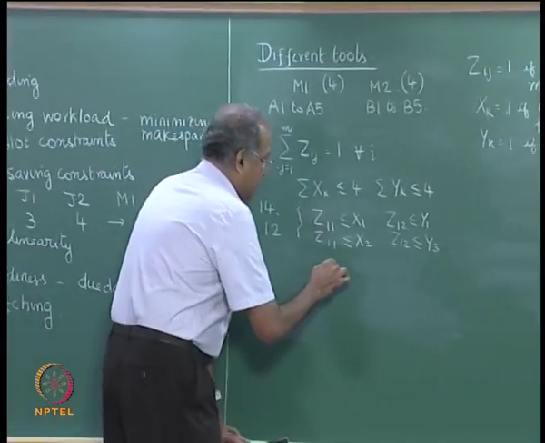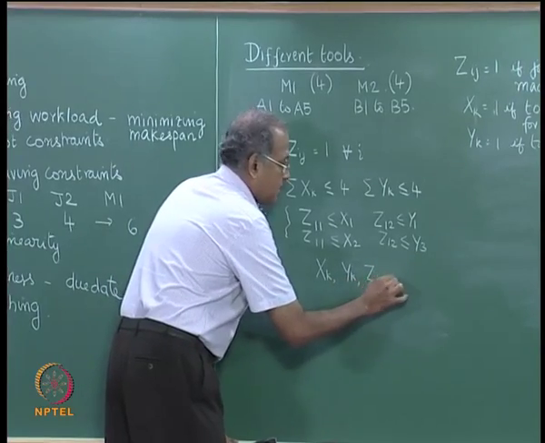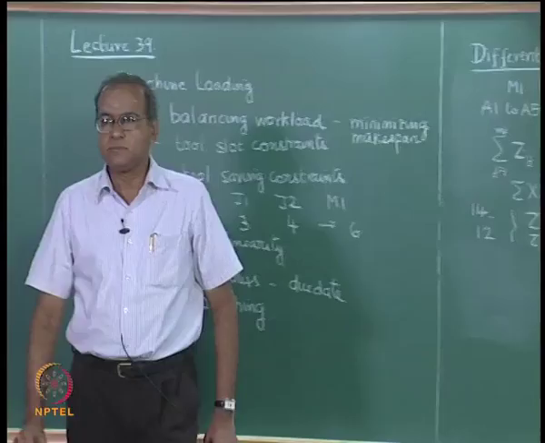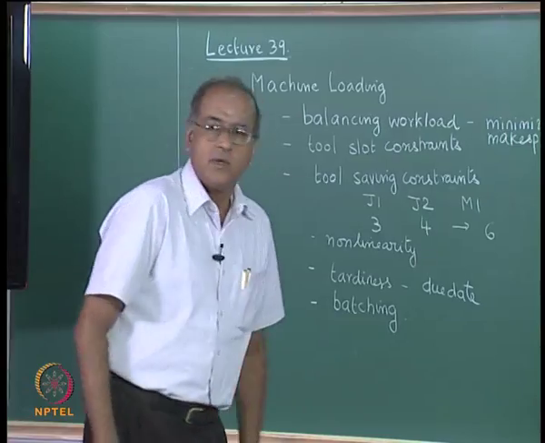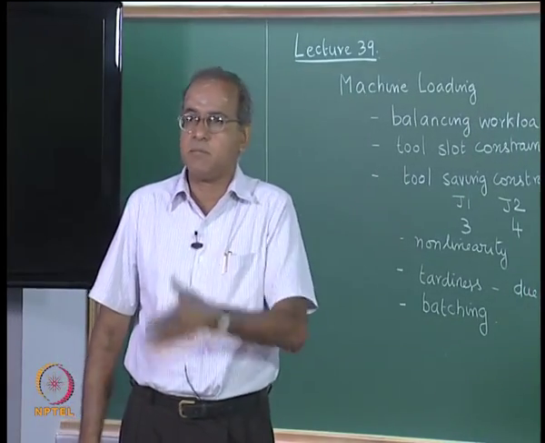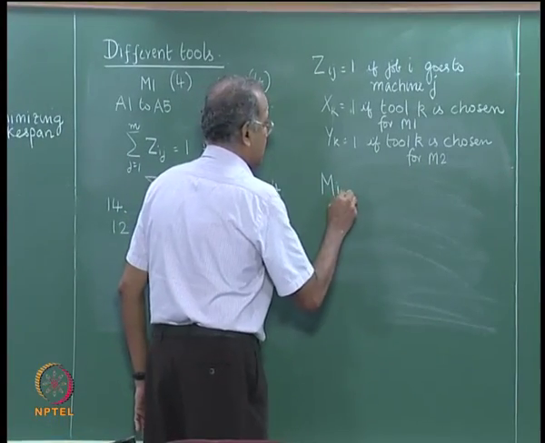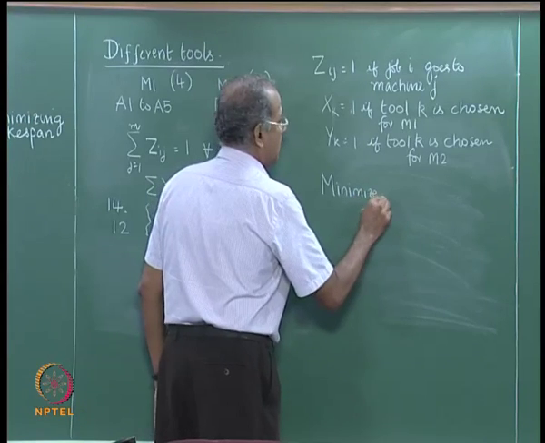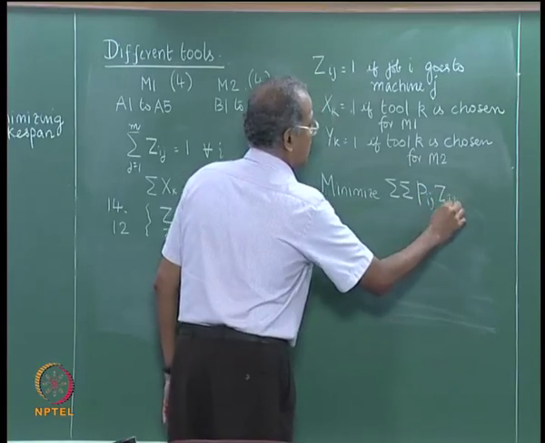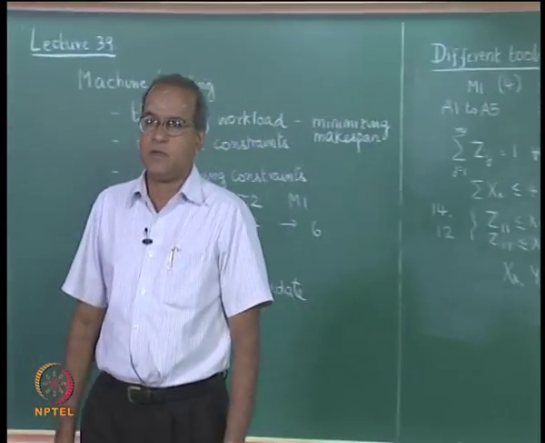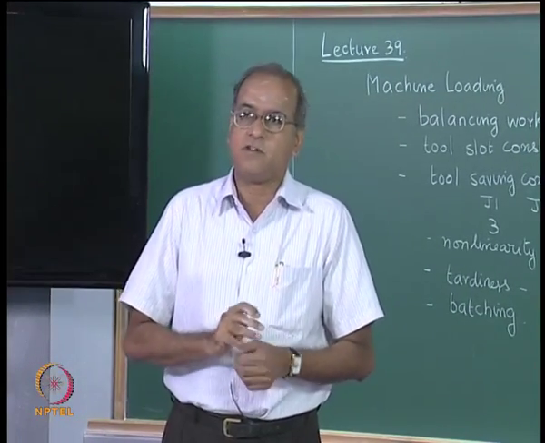Of course, xk, yk, zij are all binary. Now, we could either balance the workload or we could minimize the total sum of processing. So, we would go back and do minimize sum of Pij Zij.